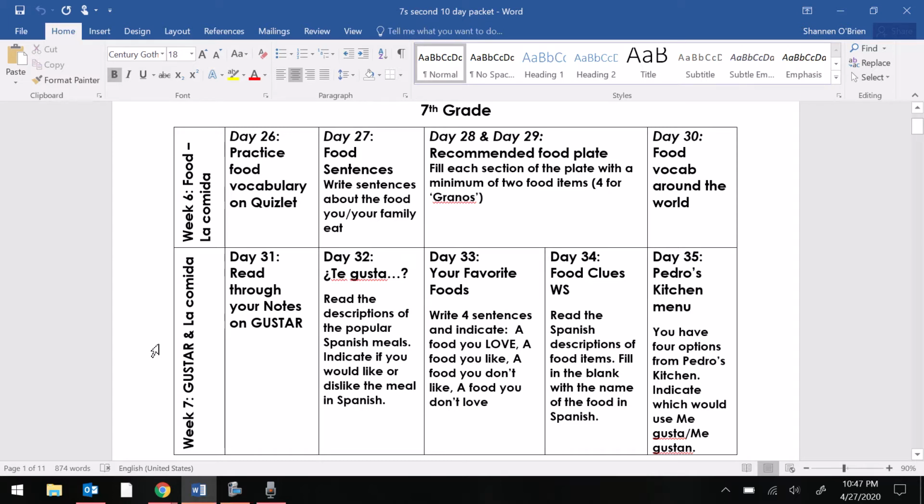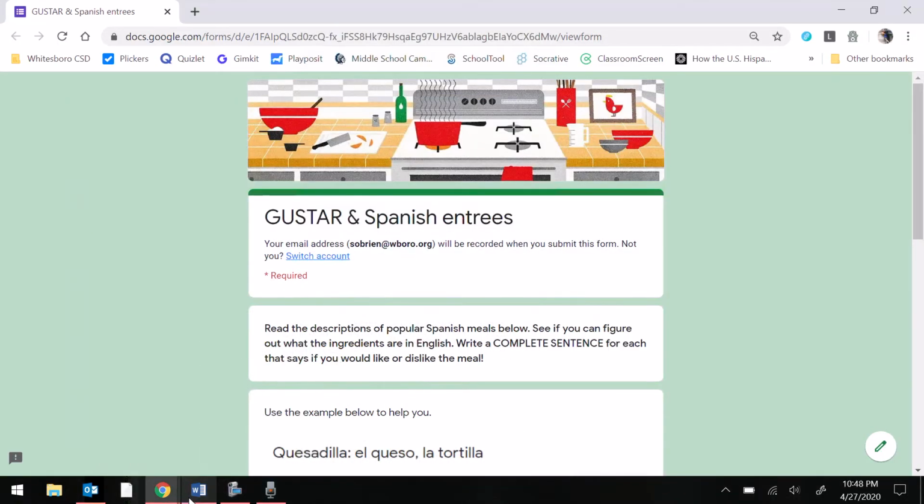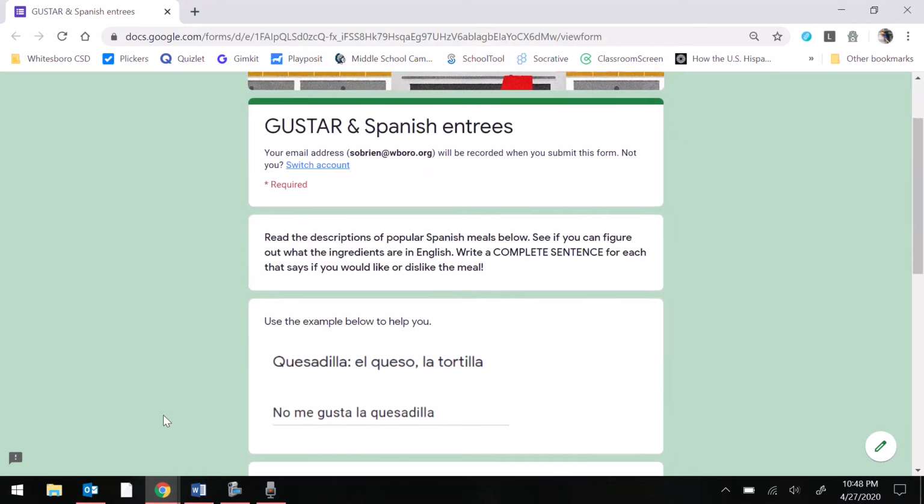All right. Your assignment is going to look like this on Google Classroom. It is just a Google form. You have nothing else to complete. Now your directions here read the descriptions of popular Spanish meals below. See if you can figure out what the ingredients are in English. Write a complete sentence for each that says if you would like or dislike the meal, right?